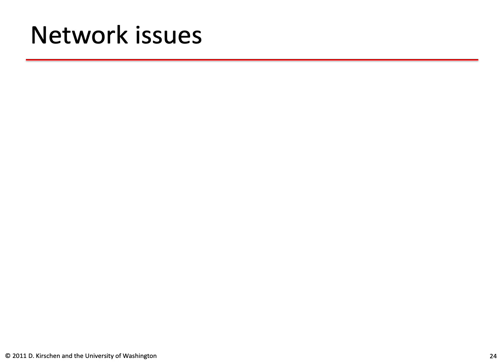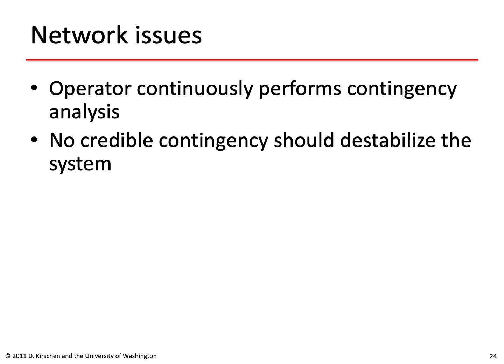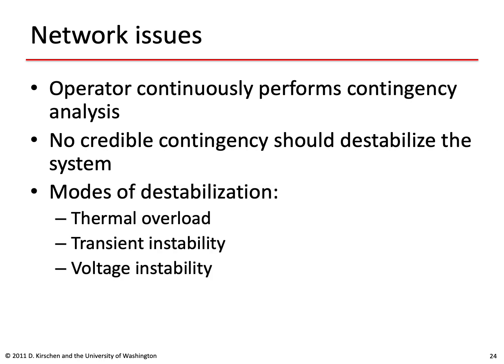Let's move on to network issues, or how the operator makes sure that the operational reliability of the transmission network is maintained. And these operators will continuously perform contingency analysis. And that means that they will check that no credible contingency would destabilize the system based on the current operating conditions.